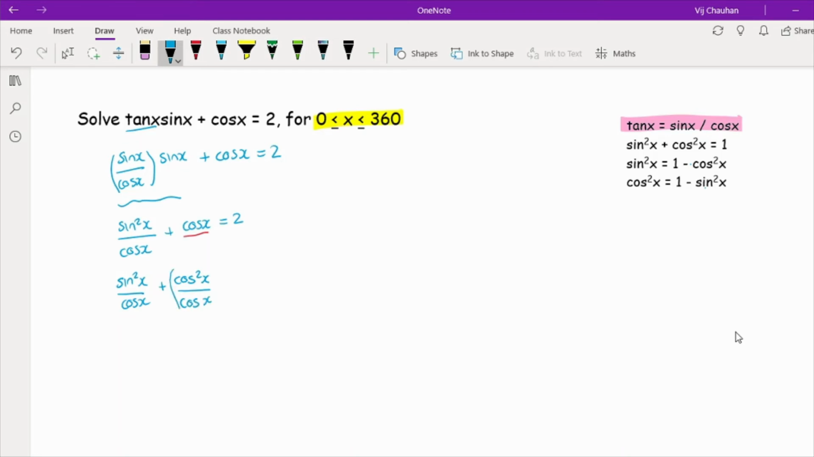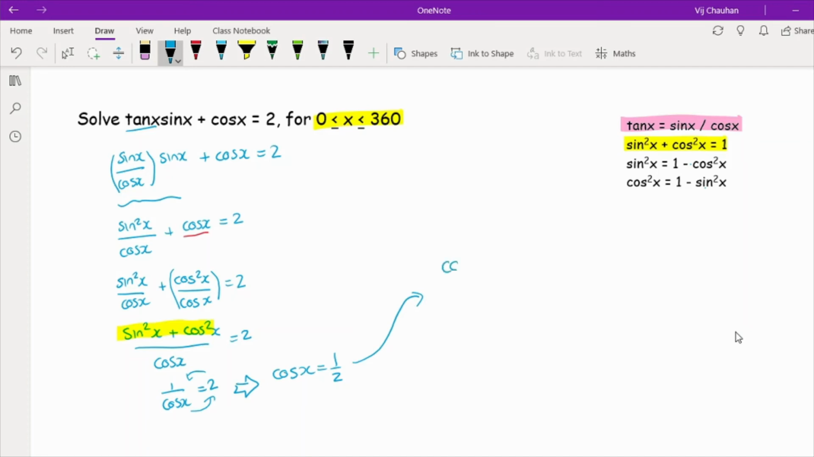I get that. And I'm going to put that in brackets so you can see what I've changed. Then I can write this as a single fraction: sine squared x plus cos squared x all over cos x equals 2. And what I notice from this, using the trig identity of sine squared x plus cos squared x equals 1, is that I can rewrite this as 1 over cos x equals 2. Now if I rejig all of that, taking the cos x to the right hand side and the 2 over to the left hand side, I end up with cos x equals a half.